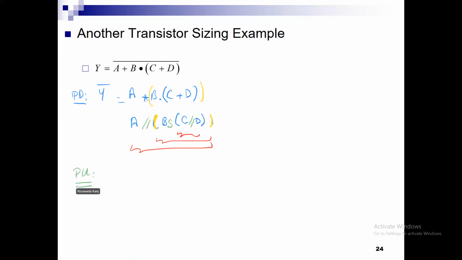When I want to draw the pull up network, I am going to write A, and then I have this bracket, B, and then I have another bracket for C and D. And now what I change is I just change the parallel becomes series, the series becomes parallel, and the parallel becomes series. Sometimes I want to see it from the drawing itself. You will start with this block, then this block, then this block. Is this clear? Anybody has any question?